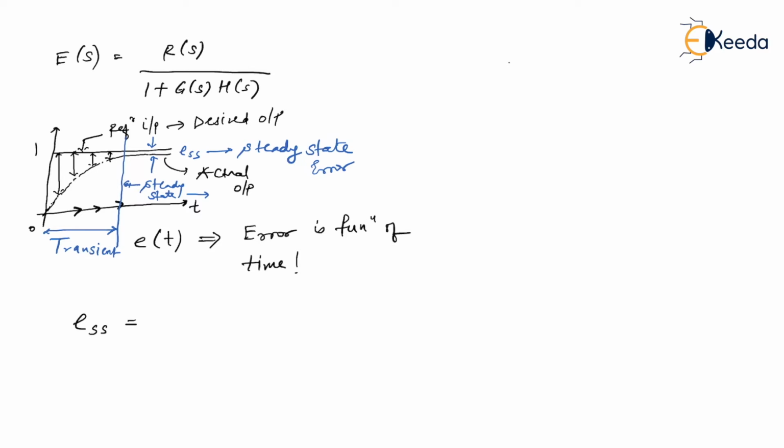You know what? This ESS is nothing but a steady state error, or I can say error which comes in steady state, or error which comes when time tends to infinity. So I would say ESS is nothing but error e of t when time approaches to infinity. I hope you understood this. Am I right? Now you should know something about the final value theorem.